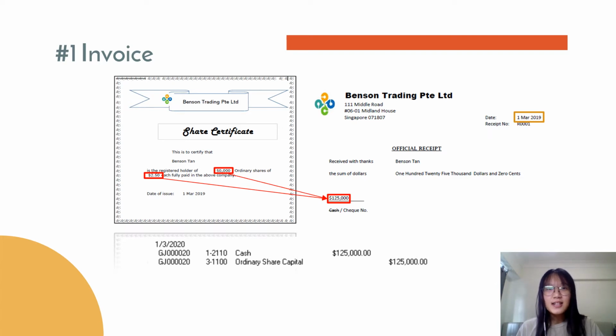Since cash is an asset, $125,000 will be debited to the cash account, whereas, since ordinary share capital is an equity account, $125,000 will be credited from it.